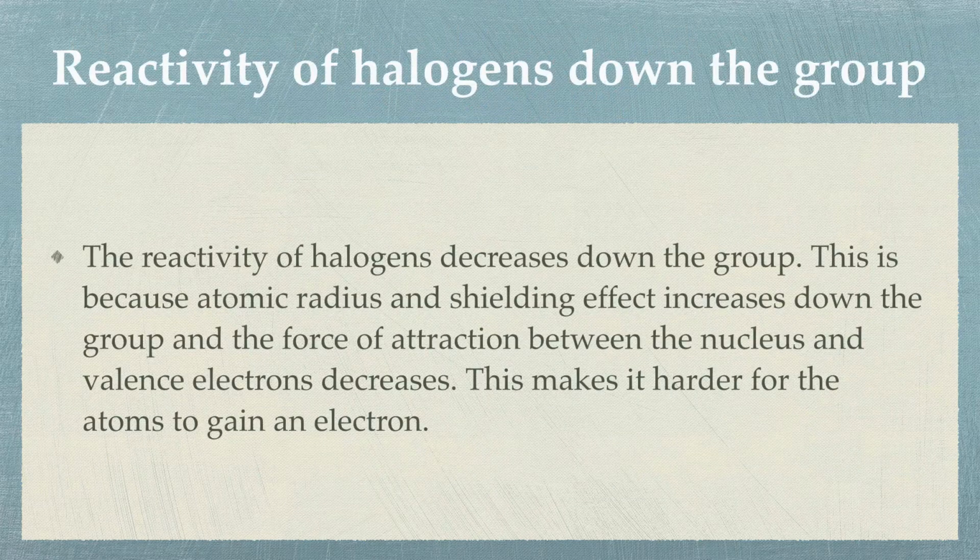The reactivity of halogens decreases down the group. This is because atomic radius and shielding effect increase down the group, causing the force of attraction between the nucleus and valence electrons to decrease. As a result, it is harder for the halogens to gain an electron. Fluorine is the most reactive halogen, followed by chlorine, bromine, iodine, astatine, and tennessine.